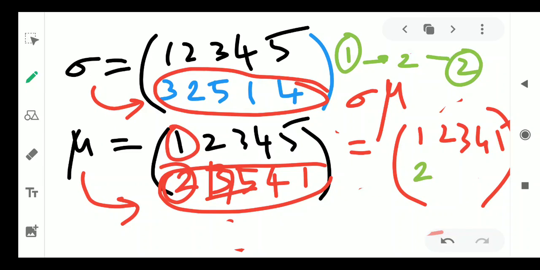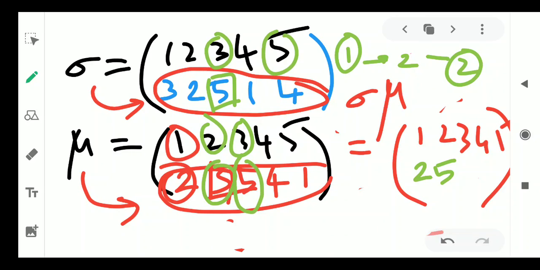Then look at second one. 2 goes to 3. Then 3 goes to 5. So this is 5 is the final answer. Then what about 3? Image of 3 is 5 here. Then 5 goes to 4. So finally it is 4 is to be written here.